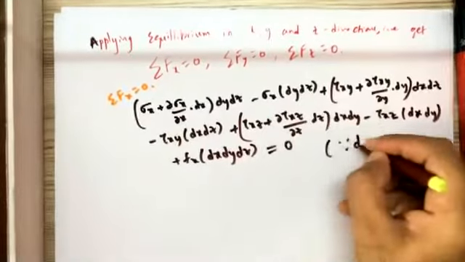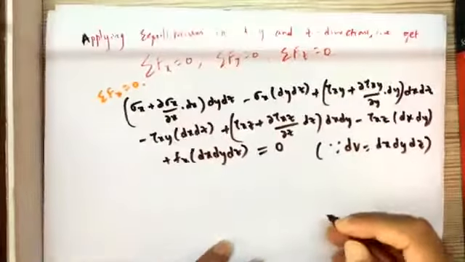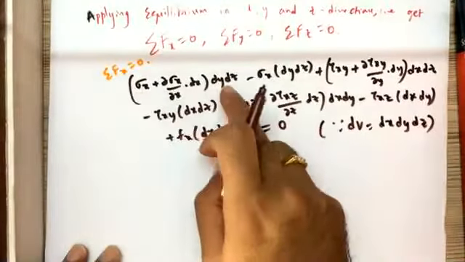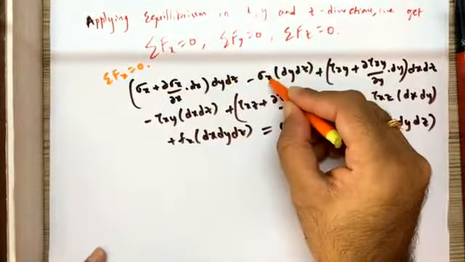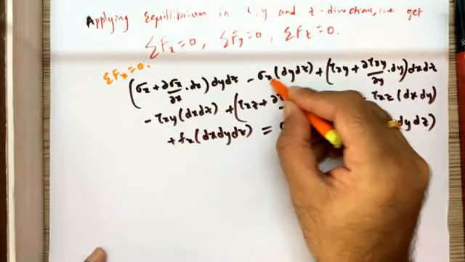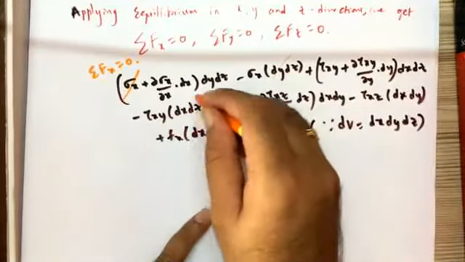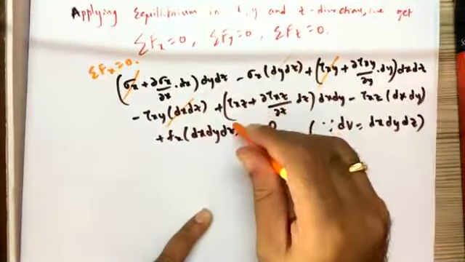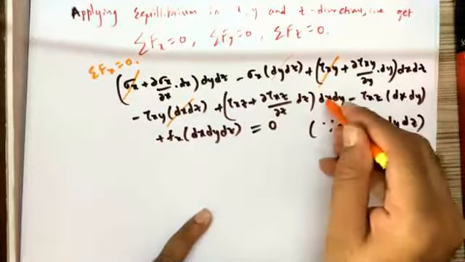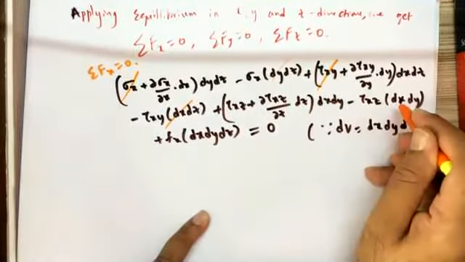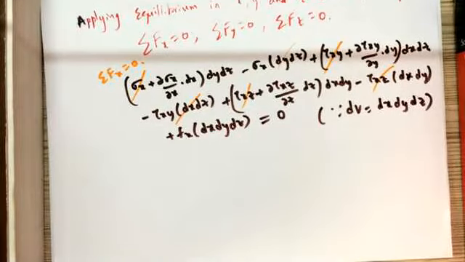Since dv is equal to dx dy dz, now sigma x into dy dz minus sigma x into dy dz gets cancelled. Tau xy into dx dz minus tau xy into dx dz gets cancelled. Tau xz into dx dy minus tau xz into dx dy gets cancelled. Now what is remaining? Look at that carefully and tell me what is remaining.